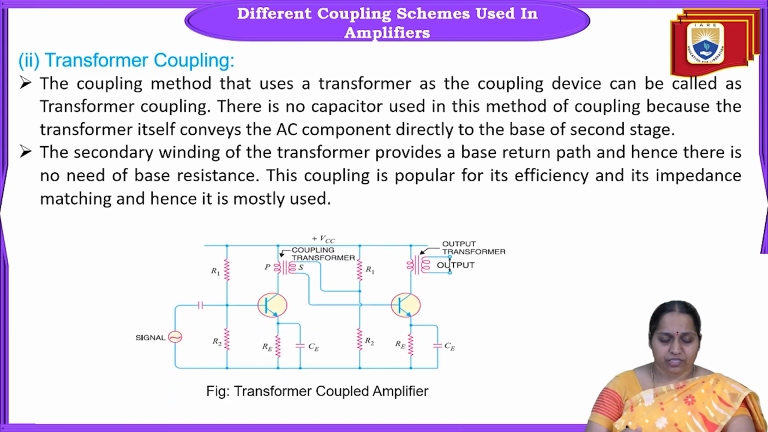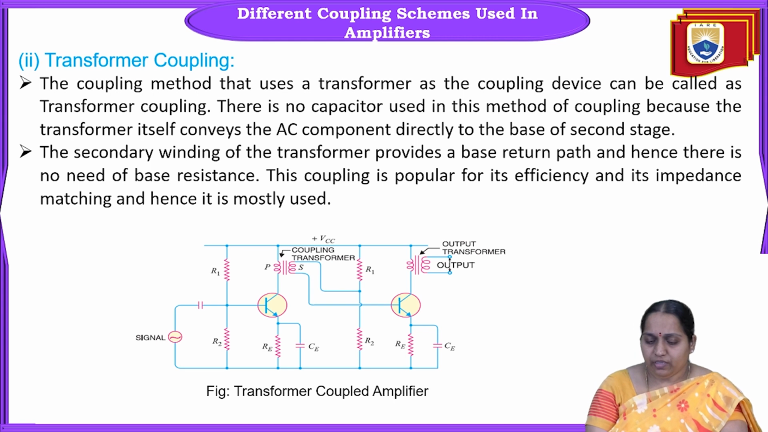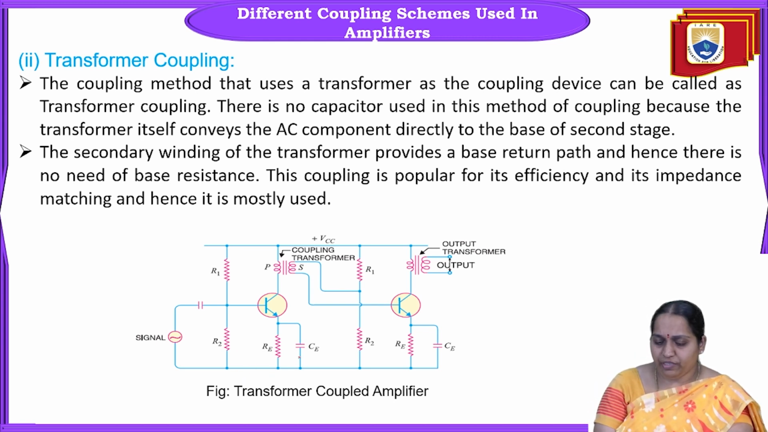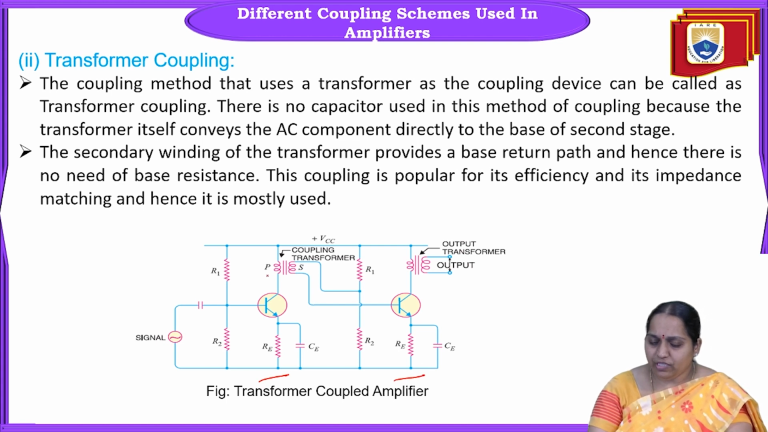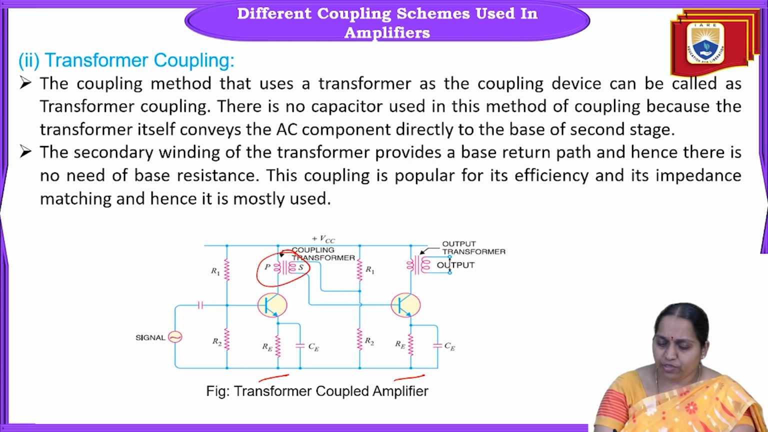You can see from this circuit also. See here, this is the first stage of the amplifier, and this is the second stage. Now between the first and second stages, the first stage is connected to the input of the second stage through a transformer. This is called a coupling transformer.